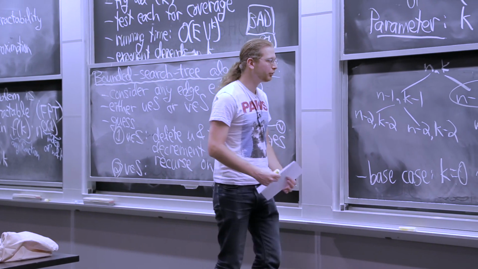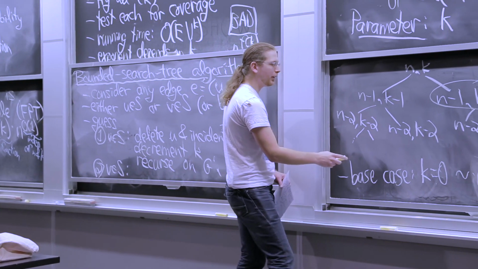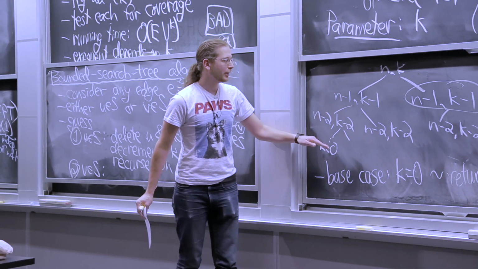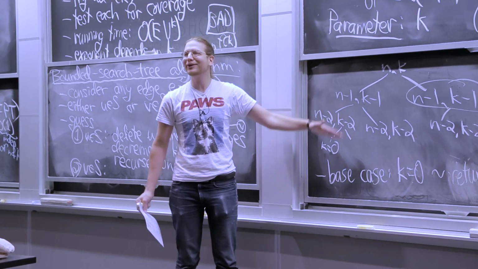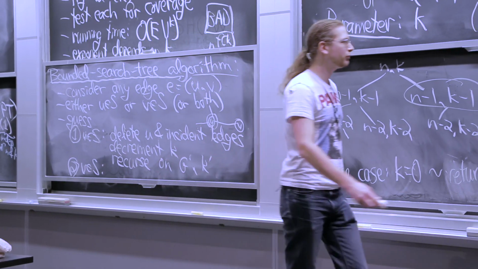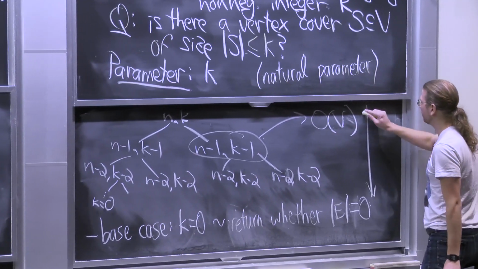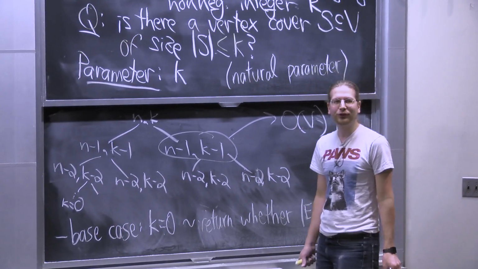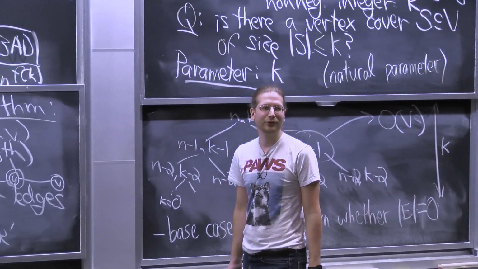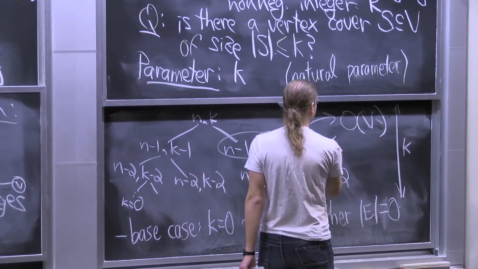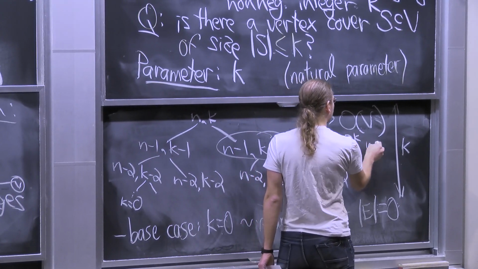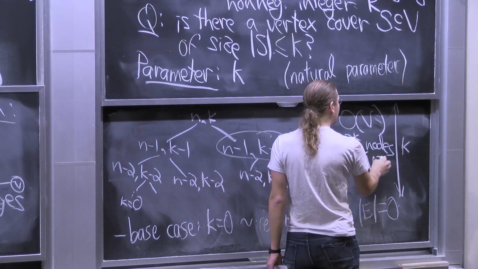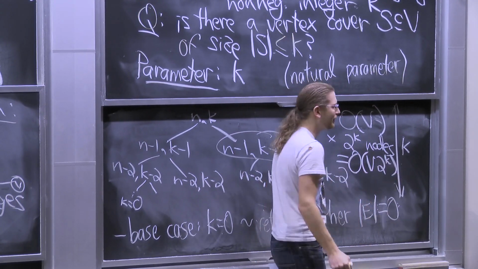Okay, so that's the base case, which means this recursion keeps going until we get down to k equals 0. We start at k. We end up with 0. So the number of levels here is k. The height of this recursion tree is k. So how many nodes are there in this tree? 2 to the k. So total running time is v times 2 to the k. I guess I should write 2 to the k times v.